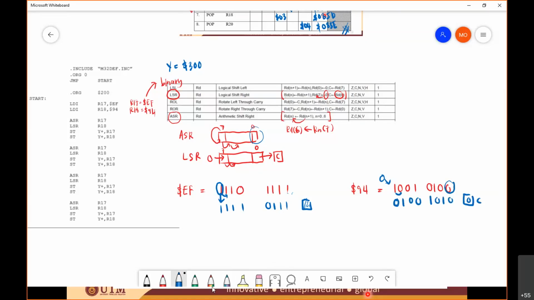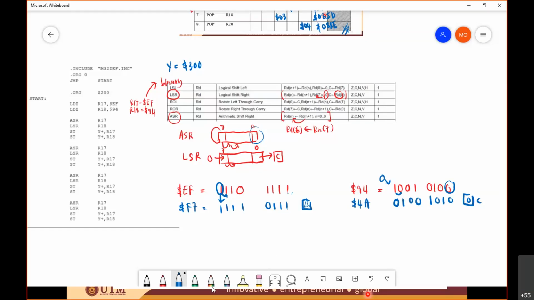Okay, so what will be the value here? So this one now becomes F. F what? F7. Okay, what about this one? This one will become 4A. Right? Okay, because I don't have an answer scheme for this one. If my answer is the same as yours, then it is correct.